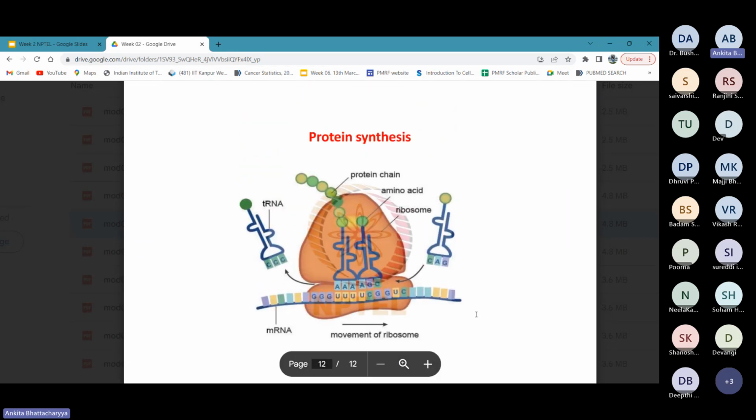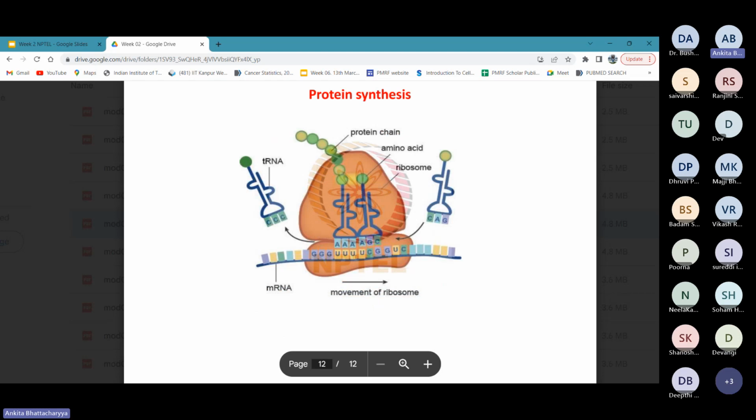So this is a snapshot of the process of protein synthesis, where you can see that represented in brown is the ribosome. You have the small subunit here, you have the larger subunit here. Within the ribosome, you will have the A, P, and E site. While the E site is not really clearly distinguished here, it is present. So what basically happens is that the ribosome is moving here towards the right and your mRNA sequence is being read.